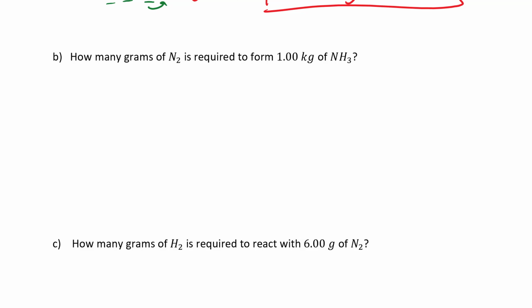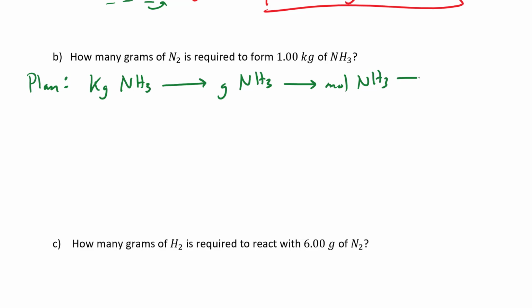Let's try the next one. How many grams of nitrogen is required to form 1 kilogram of ammonia? So here we have an extra step. Let's write our plan. We'll start with kilograms of ammonia. When we use our molar mass, it's grams per mole. So we have to convert from kilograms to grams. Once I have it in grams, I can then convert to moles of ammonia. And then I can switch to a different species using the mole bridge. Finally, convert to grams of nitrogen. So notice there will be 1, 2, 3, 4 conversion factors.